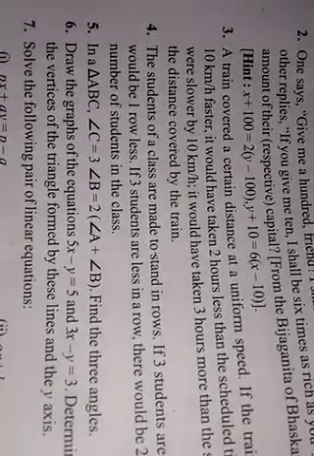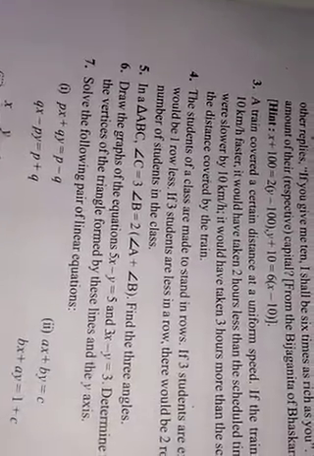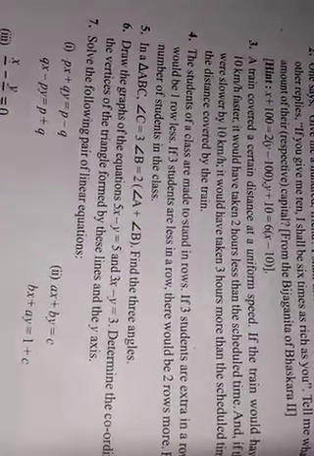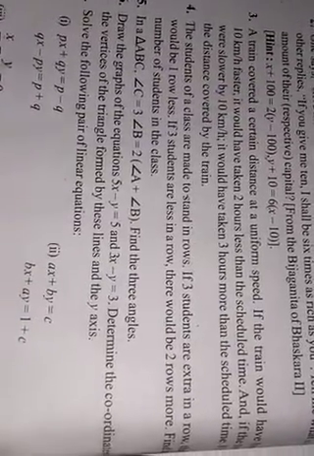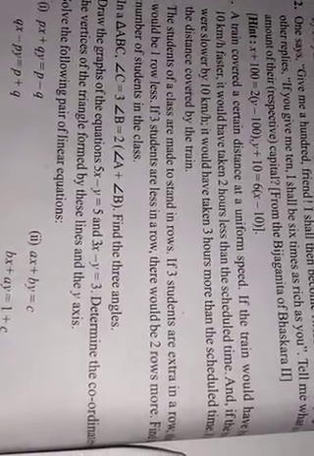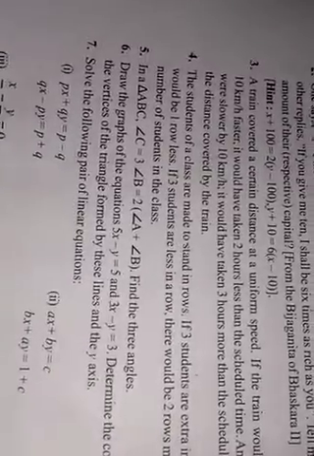A train covered a certain distance at a uniform speed. If the train would have been 10 km per hour faster, it would have taken 2 hours less than the scheduled time. And if the train was slower by 10 km per hour, it would have taken 3 hours more than the scheduled time. Find the distance covered by the train.